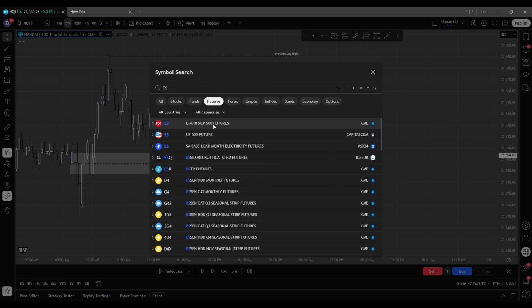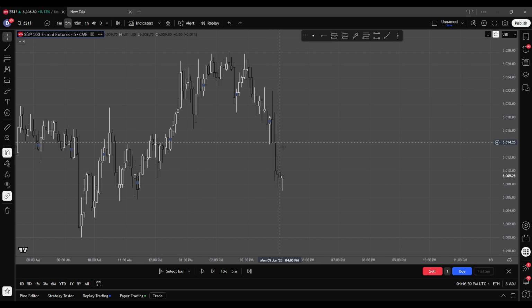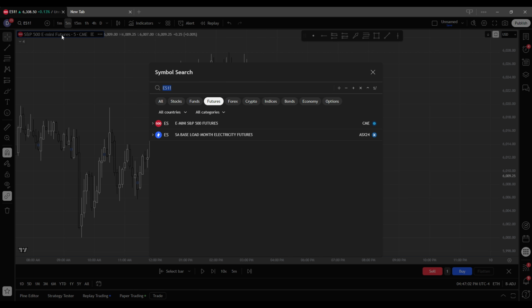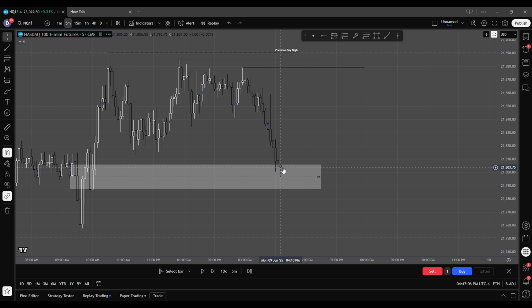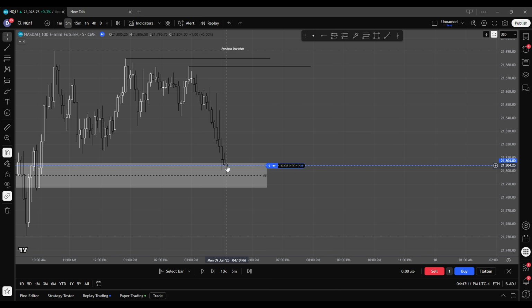Now, we can look on ES, and what do we see? The second candle of the swing point is bullish on ES, but on NQ, going to switch back, it's bearish. So I can anticipate that price from this point is going to push higher to previous day high. That's what I'm going to guess.